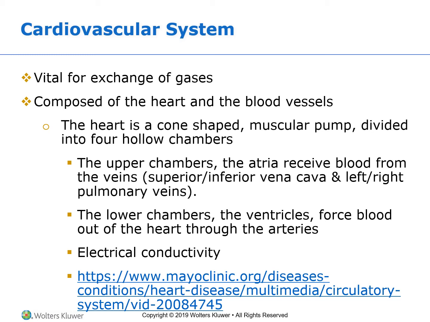As that impulse goes down from the SA node, it will slow down. It allows for the atria to fill up, and then it will speed up and go through that AV node. Then the atria will contract, and it's going to speed up. It's going to go down through those bundle branches, left and right. It's going to go through those Purkinje fibers and down into the ventricles.